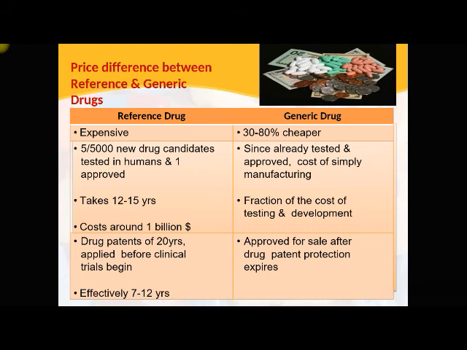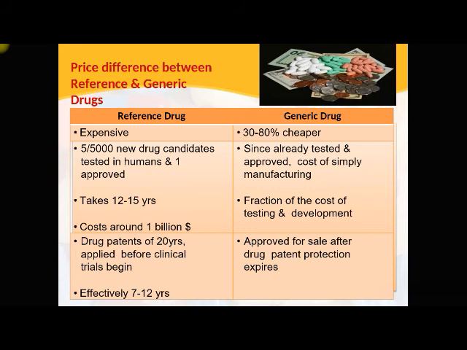Okay, so let's see the difference between the generic and the reference drug. The reference drug is expensive, and the generic drug is 30 to 80% cheaper than the reference drug or the branded drug. So 5 to 5,000 new drug candidates are tested in humans and one is approved. Okay, that's why it is expensive.